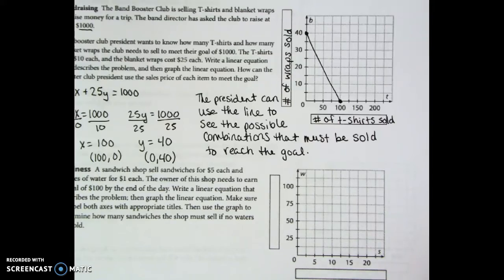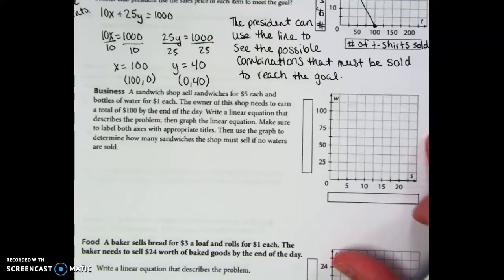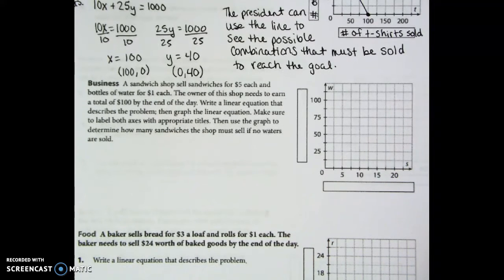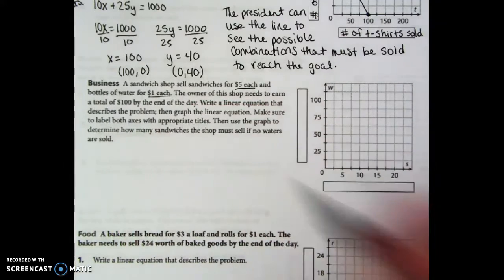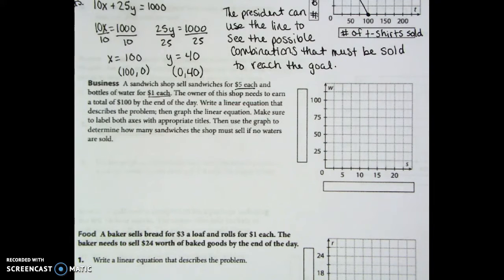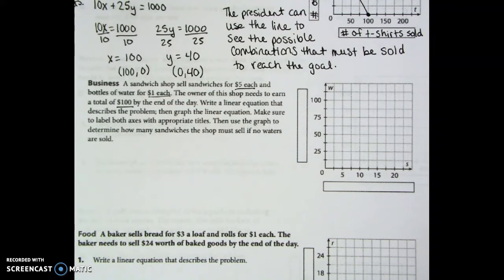Okay, let's look at the second one. A sandwich shop sells sandwiches for $5 each and bottles of water for $1 each. The owner of this shop needs to earn a total of $100 by the end of the day. Write a linear equation that describes the problem, then graph the linear equation. Make sure to label both axes with appropriate titles, then use the graph to determine how many sandwiches the shop must sell if no waters are sold.